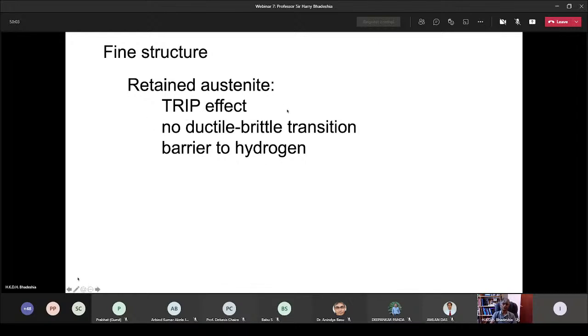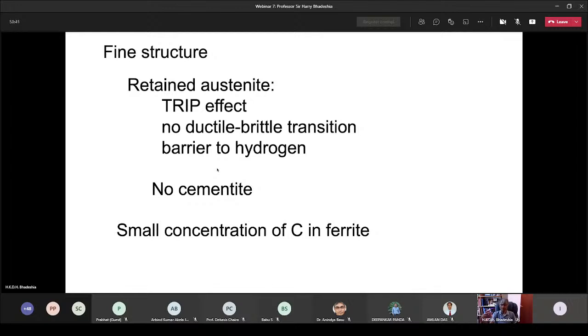And austenite is beneficial because it undergoes transformation-induced plasticity when you apply stress. So it tends to relieve any stress concentrations. It does not have a ductile-brittle transition temperature like ferrite does. And if you are worried about hydrogen embrittlement, then it also forms a barrier to hydrogen diffusion, because the diffusion coefficient of hydrogen in austenite is far smaller than in ferrite. We don't have the brittle cementite particles anymore, which is a very good thing. And we are left with a very small concentration of carbon in the ferrite. Ferrite is incredibly strengthened by carbon. So if you have too much carbon in there, then it will be brittle. So we have a whole set of principles here, which say that our beautiful microstructure in the simple alloy should be strong and tough.